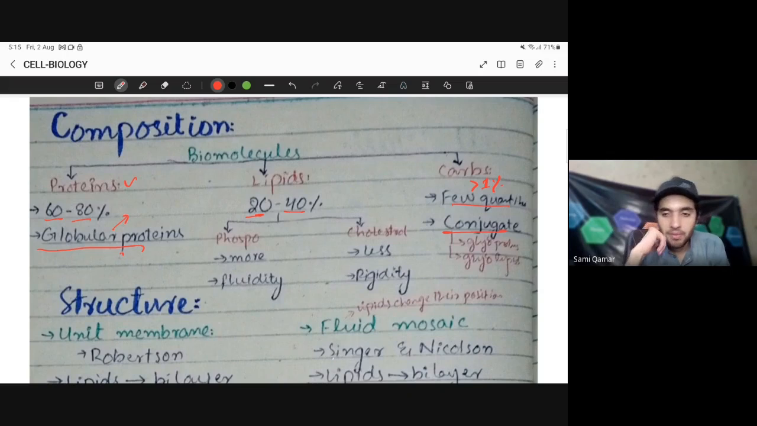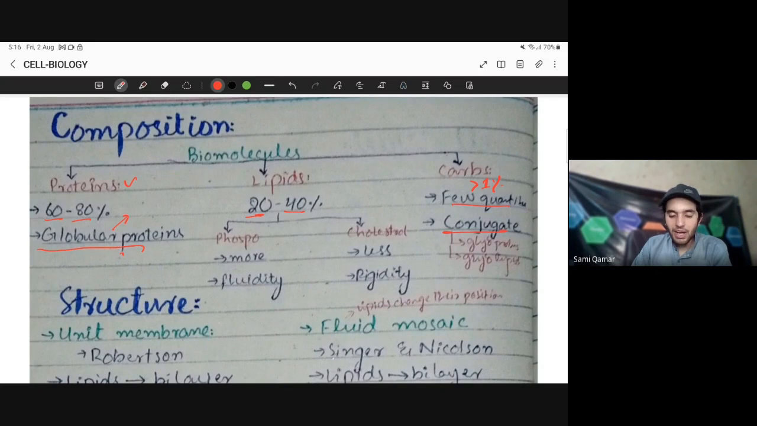And one important thing. Yes, it's tertiary. Simran says tertiary. Okay, that's good. Remember this: globular proteins have tertiary structure.